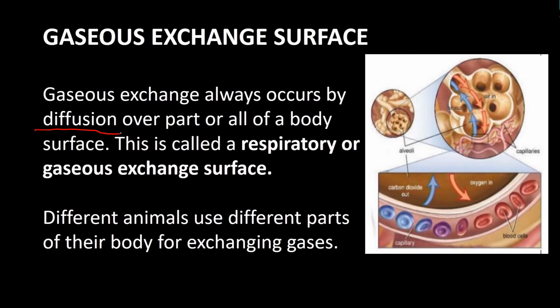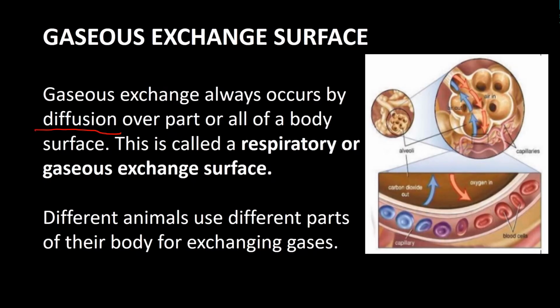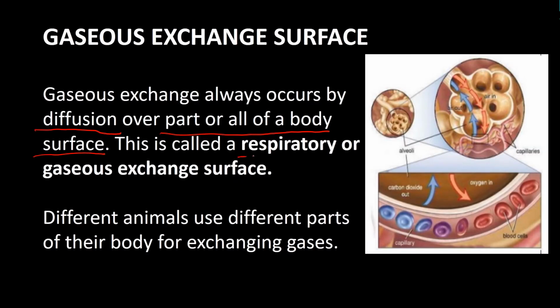Now, gaseous exchange always occurs by diffusion. So the oxygen has got to get into your body somehow, and it diffuses into your body, and it's got to diffuse through part of your body surface. And the part of your body where oxygen leaves the air and goes into your cells is called a respiratory surface or a gaseous exchange surface. And in humans, that is the alveoli in our lungs.